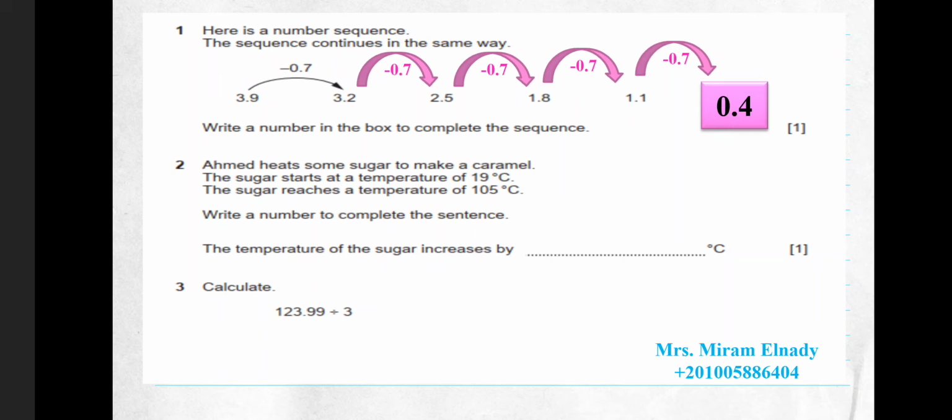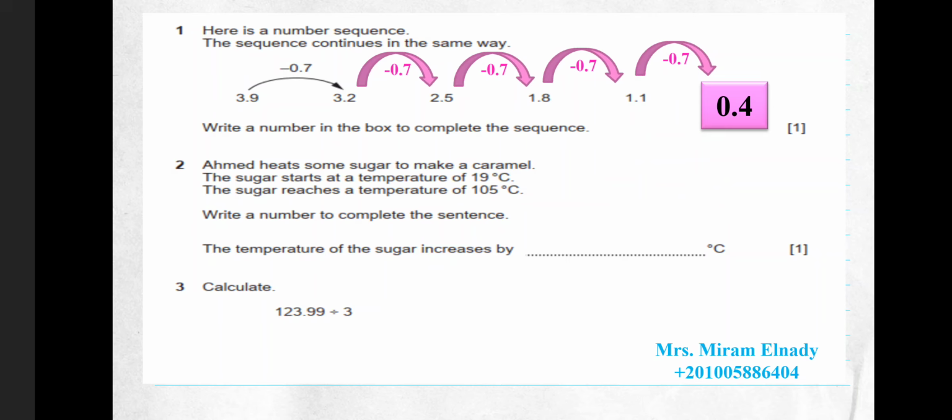Remember, when we subtract decimal numbers, put the decimal point first, like this. Decimal point, 1.1 minus 0.7. So 1 minus 7 cannot be, you have to borrow. This will be 11, and here is 0. 11 minus 7 will be 4, so 0.4. Okay, let's see the next question.